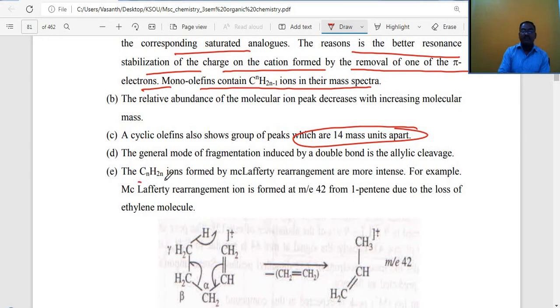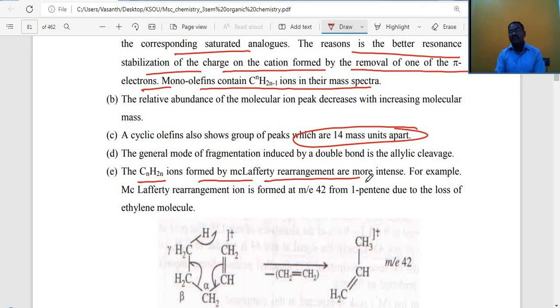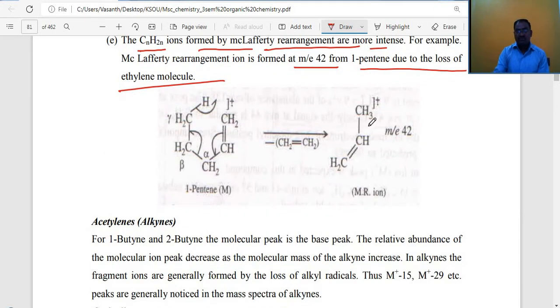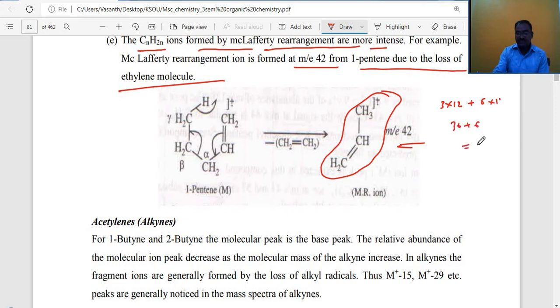In alkenes, CnH2n ions formed by McLafferty rearrangement are more intense. For example, the McLafferty rearrangement ion is formed at m/e 42 from 126 due to loss of an ethylene molecule. Here, this molecule, what is the m/e value? It is 42, because here 3 carbon atoms plus 6 hydrogen atoms: 36 plus 6, that is 42.